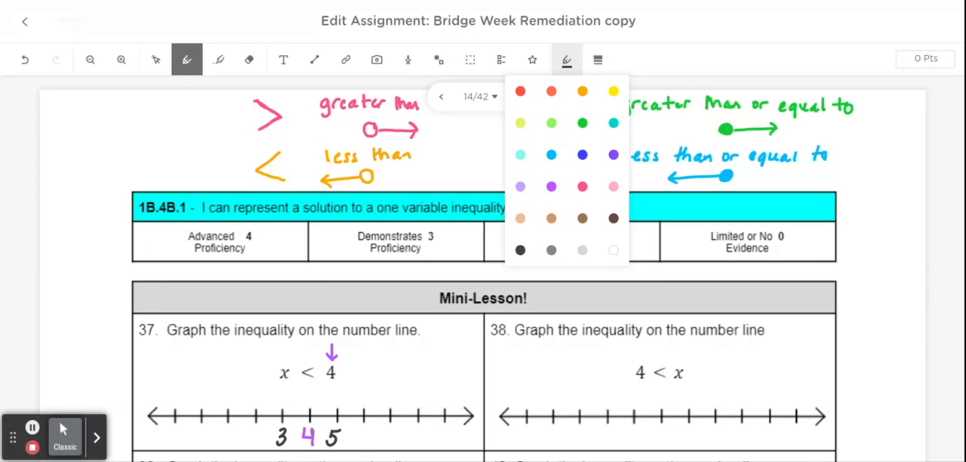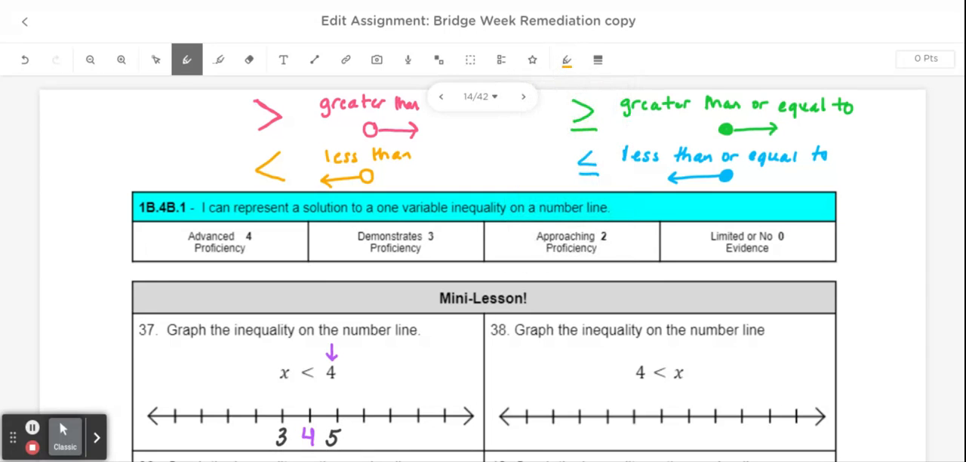Now I want the numbers that are less than the number 4. So I'm going to put an open circle because there's no equal to, there's no little underline underneath the symbol. And I'm going to shade to the left because on a graph, when we want to be less than, we go to the left side of the graph. That's where the smaller numbers live.